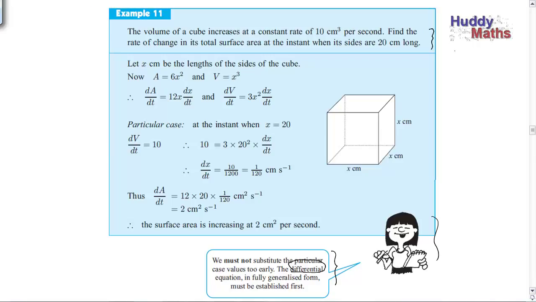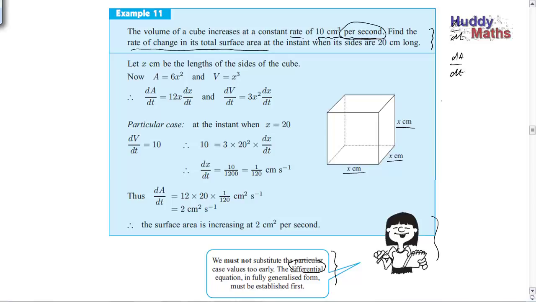Okay, so here's our problem. The volume of a cube increases at a constant rate of 10 centimetres cubed per second. Find the rate of change in its total surface area at the instant when its sides are 20 centimetres long. Notice we don't put 20 in here, otherwise we wouldn't have a problem. Okay, got to have that variable x. Okay, so what are we going to try and do? We're asked, here we're given a constant rate. So you can see one of the keys to this type of problem is the rate of change per second. So that you can identify it therefore as dV by dt, and we want the rate of change of the surface area, so we want dA by dt.